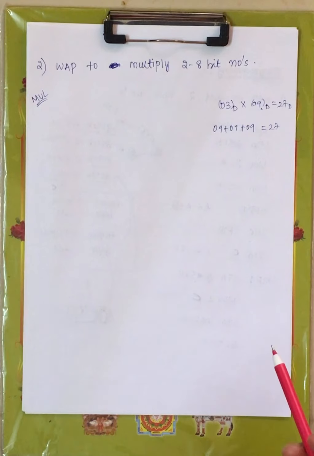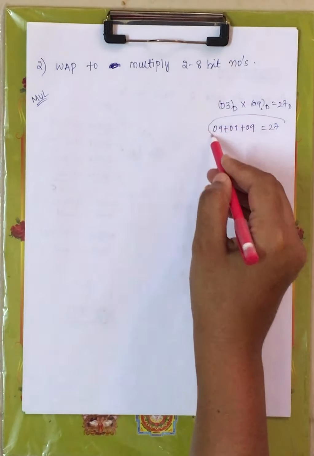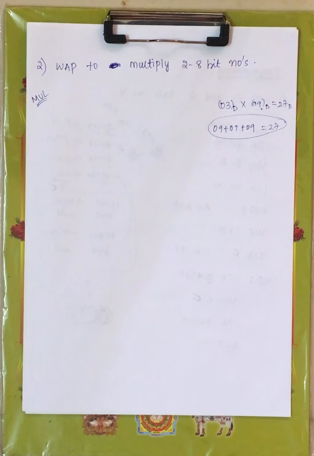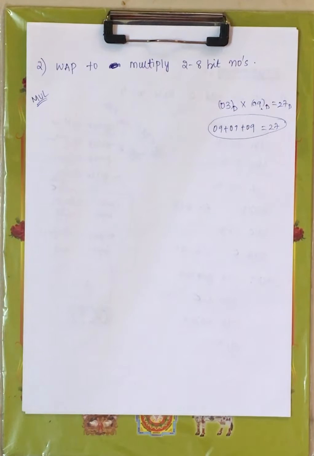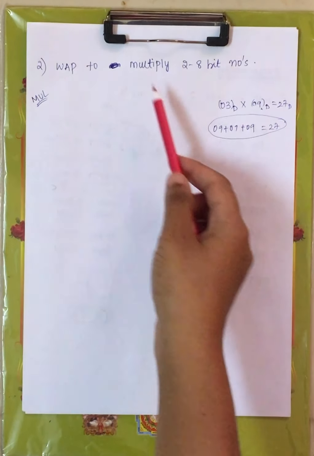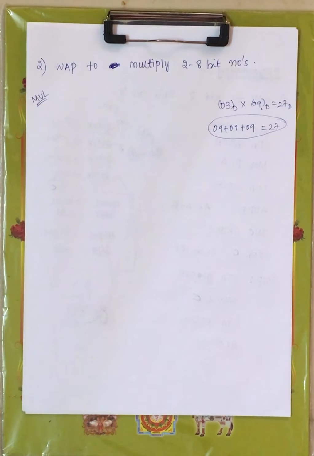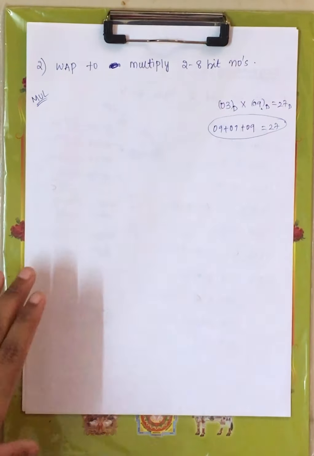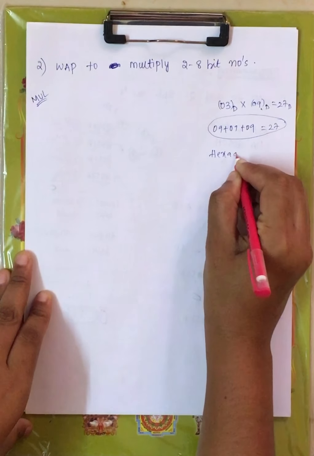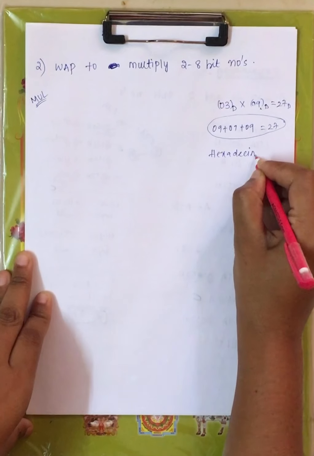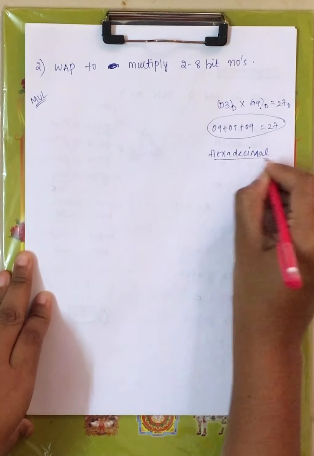This is one procedure using the ADD instruction. Using the ADD instruction, we can perform the operation of multiplication under your 8085, right? Now this is in the decimal part I am explaining. Now let us see the hexadecimal part.